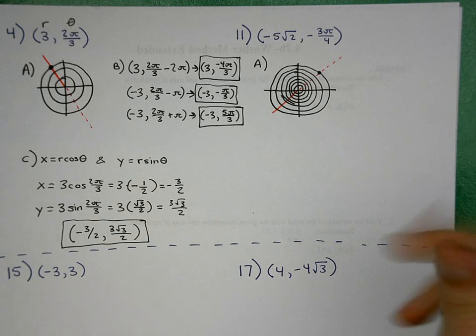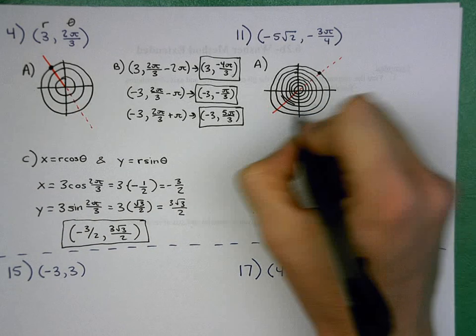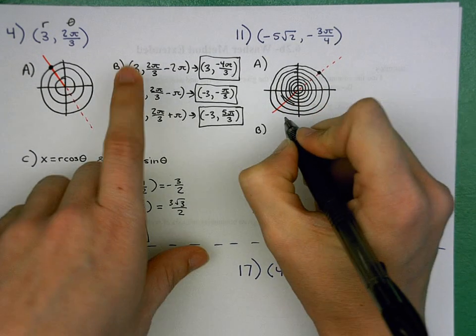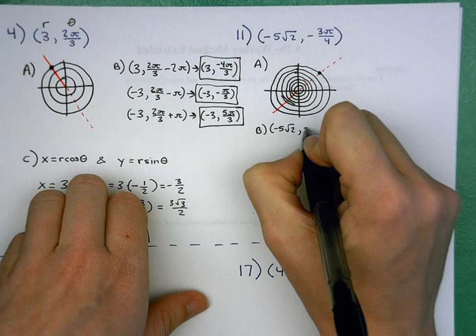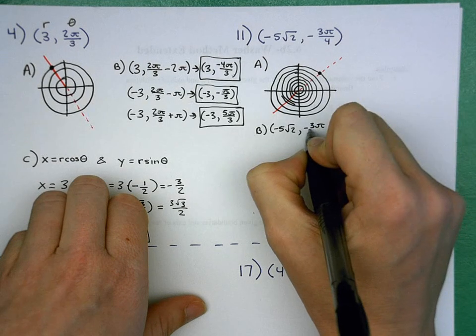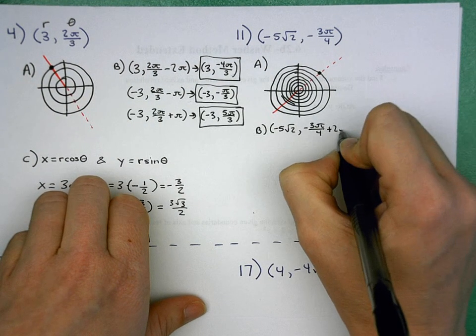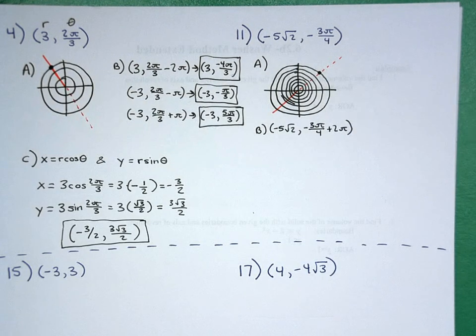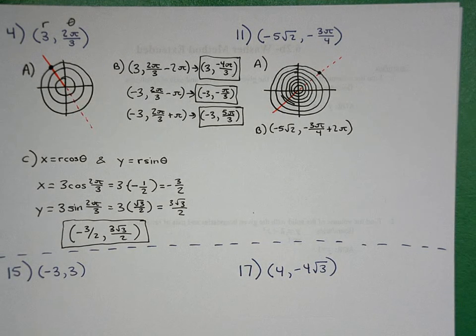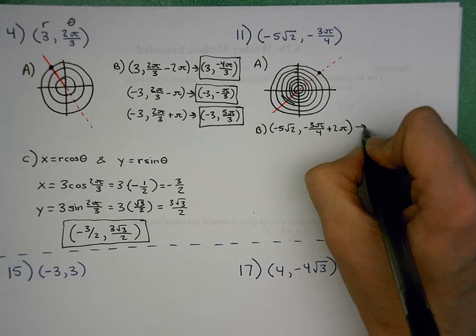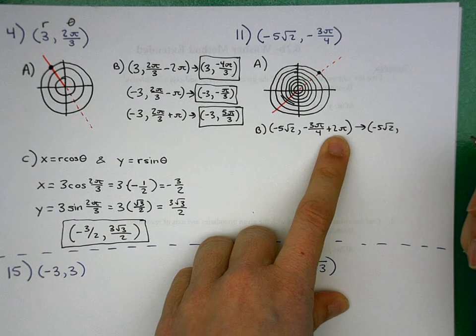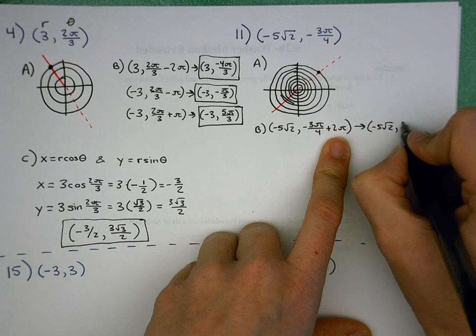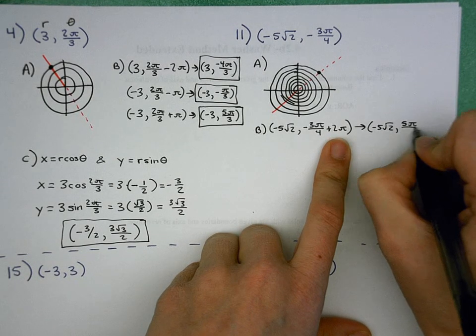Okay, B, my other coordinate points here. So B, we've got our original r, so negative 5 root 2. And then our theta either plus or minus 2 pi. In this case, we're going to add 2 pi. If I subtracted 2 pi, it would put me much less than negative 2 pi, which is the end of my domain. Okay? Negative 3 pi over 4 plus 2 pi is the same thing as negative 3 pi over 4 plus 8 pi over 4, which is 5 pi over 4.